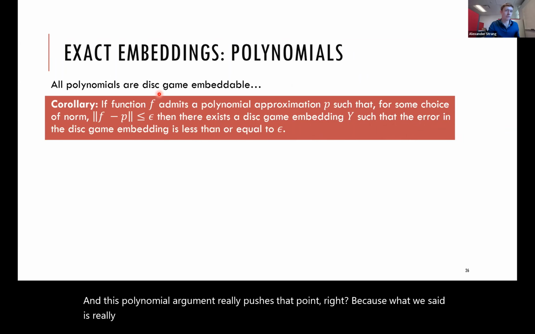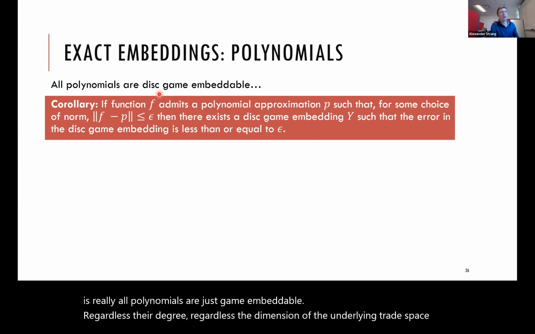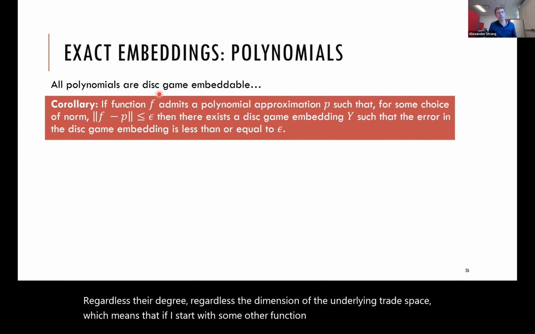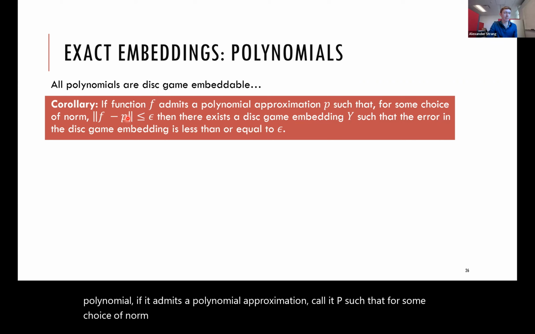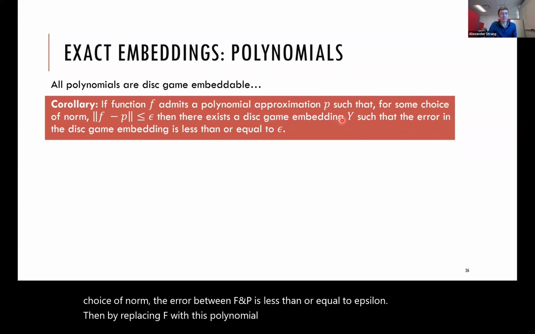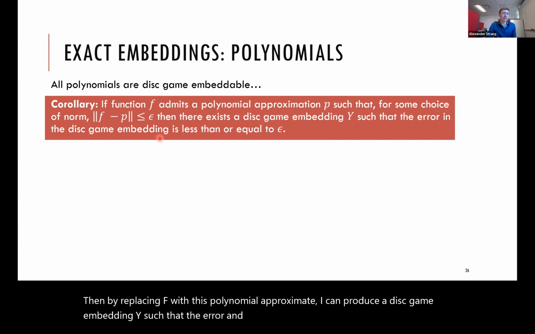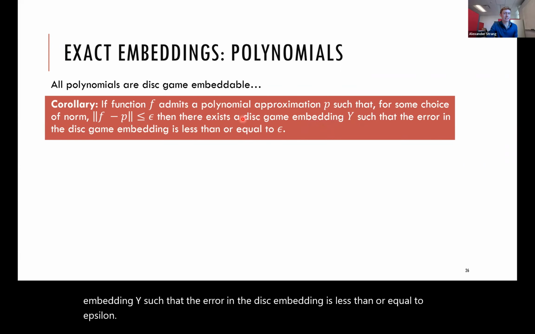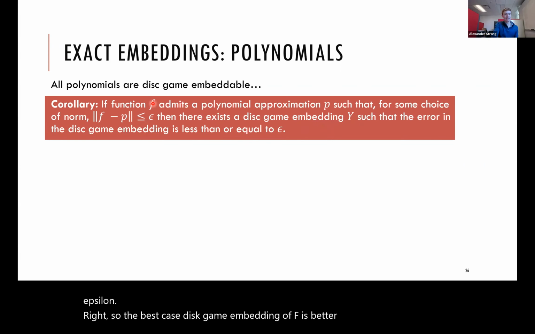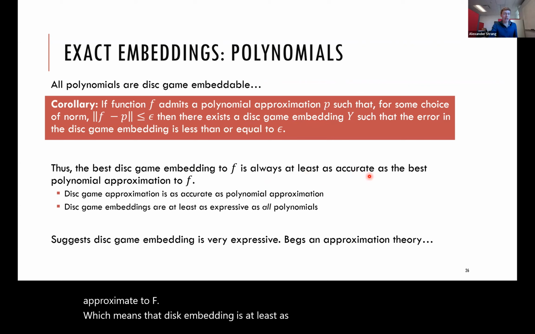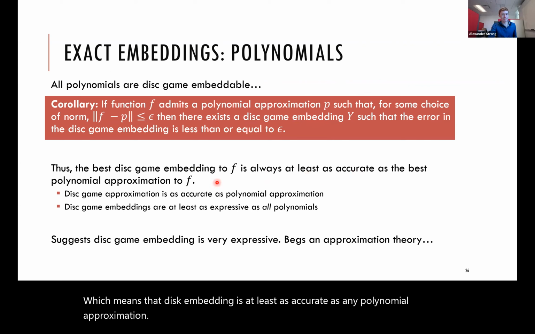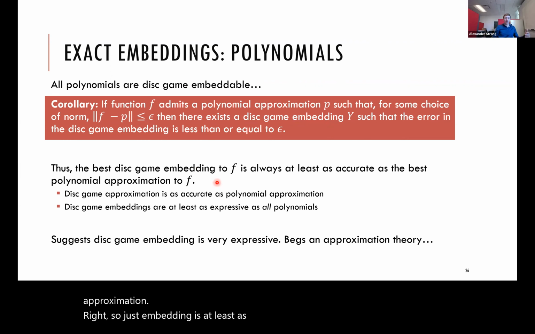Because what we said is really all polynomials are disk game embeddable, regardless of their degree, regardless of the dimension of the underlying trait space. Which means that if I start with some other function f that maybe is not a polynomial, if it admits a polynomial approximation, call it p, such that for some choice of norm, the error between f and p is less than or equal to epsilon, then by replacing f with its polynomial approximant, I can produce a disk game embedding y such that the error in the disk game embedding is less than or equal to epsilon. Right? So the best case disk game embedding of f is better than every polynomial approximant to f, which means that disk game embedding is at least as accurate as any polynomial approximation. Right? So disk game embedding is at least as expressive as all polynomials.